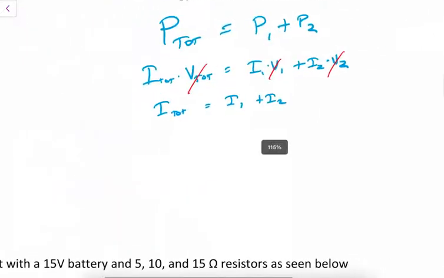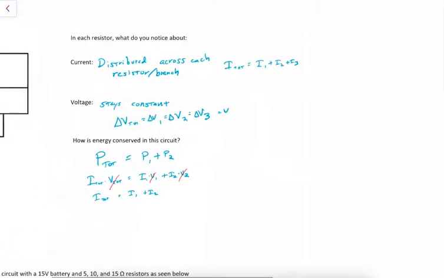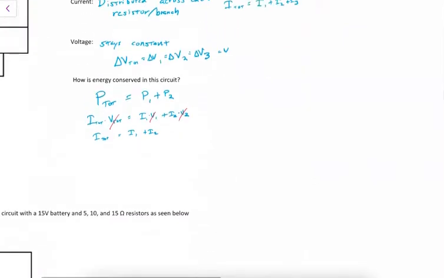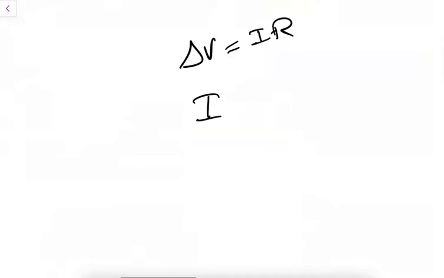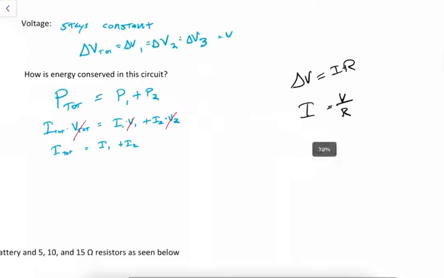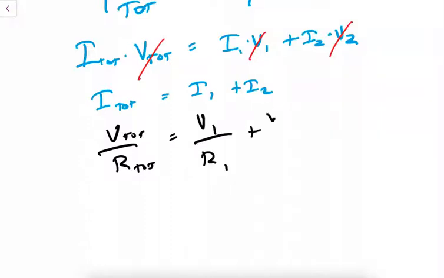And then we're going to go back to, hey, what equations do we always remember? I don't have them written out right here, but I'm going to put them as: the change in potential is equal to IR. So I know that this is also I is equal to the potential, V divided by R. So I can see this as V divided by R total, which is V total, is equal to V1 over R1 plus V2 over R2. And you can see if I had another one, it would be V3 over R3, right?